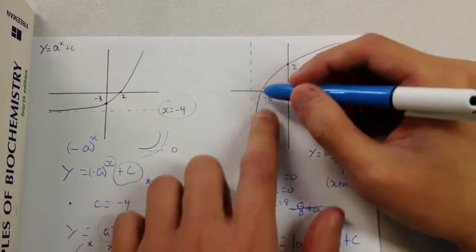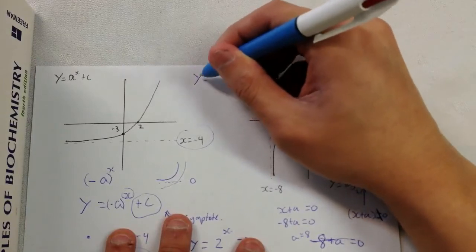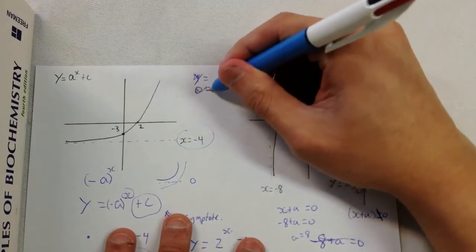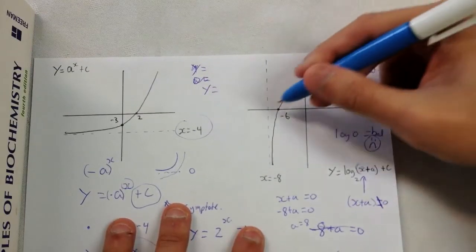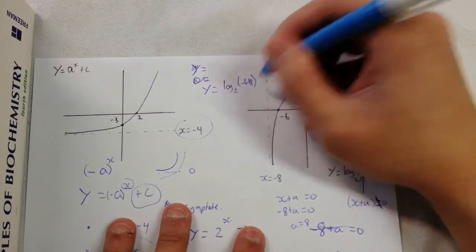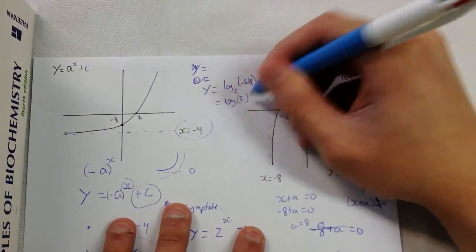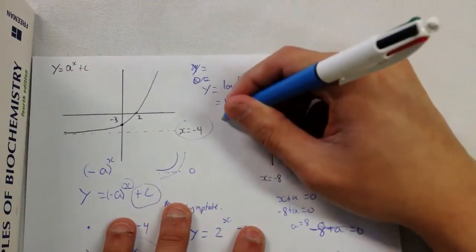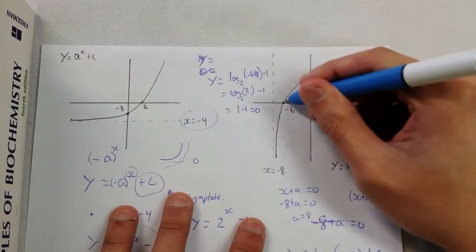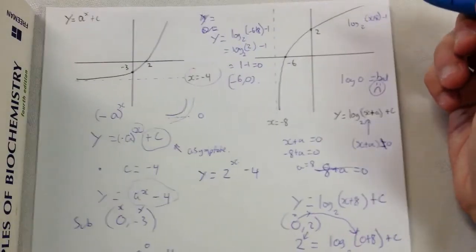Yeah, that works. I'll sub it in for you just to show you that it works with that -6. We sub in -6 and we should get y equals 0. So -6 in there, you get log 2 of -6 plus 8, which is log 2 of 2, minus 1. And log 2 of 2, 2 to the power of what equals 2? 1. So we get 1 minus 1, which equals 0, which is perfect, because therefore our point is -6, 0.